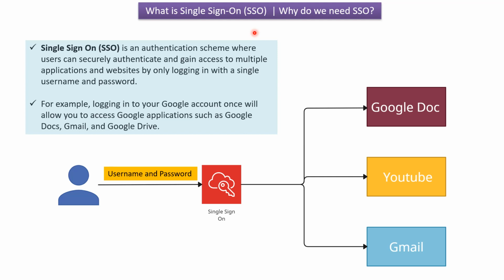In this video tutorial, I will explain what is single sign-on and why we need single sign-on. Single sign-on is an authentication scheme where a user can securely authenticate and gain access to multiple applications and websites by only logging in with a single username and password. For example, once you log into your Google account, you can access other Google applications like Google Docs, Gmail, Google Drive, YouTube, etc.